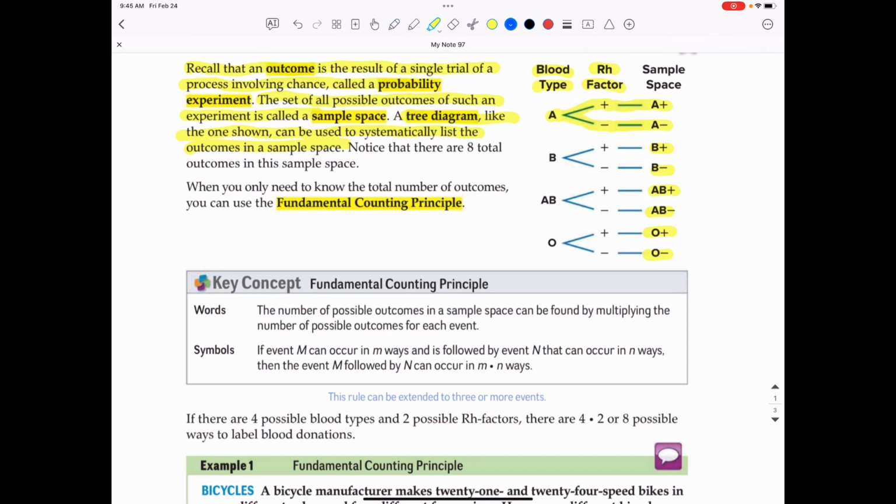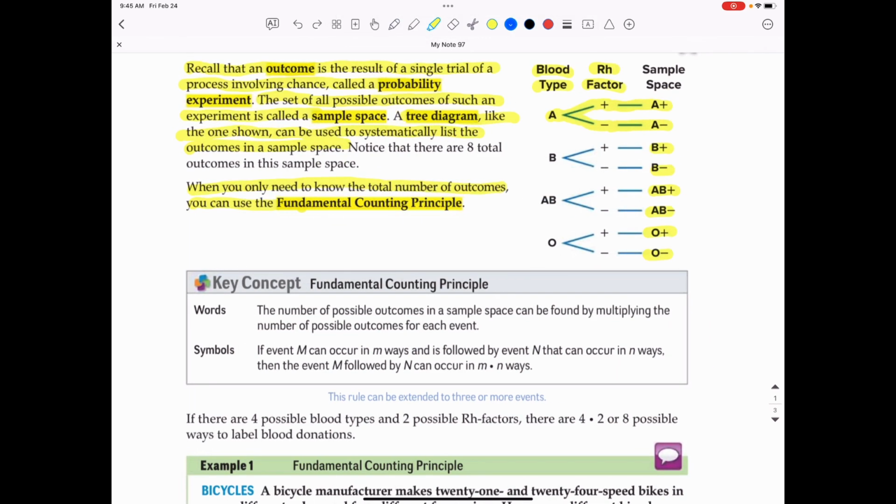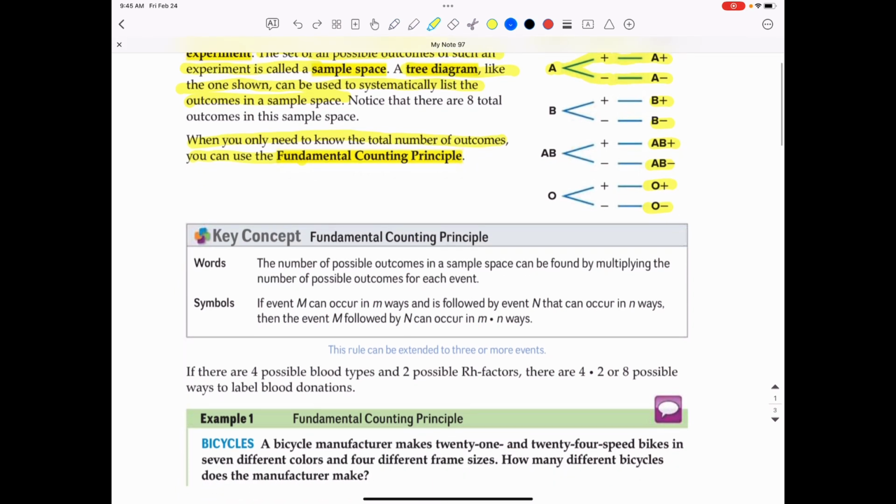Now, if you only need to know the total number of outcomes, you can use the fundamental counting principle instead of trying to create a tree diagram. The fundamental counting principle states that if you have 2 or more events, if you have an event M that can occur in M number of ways and is followed by event N, which can occur in N number of ways, then the event M followed by N can occur in M times N ways.